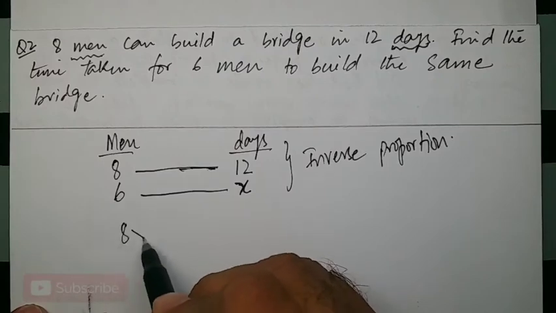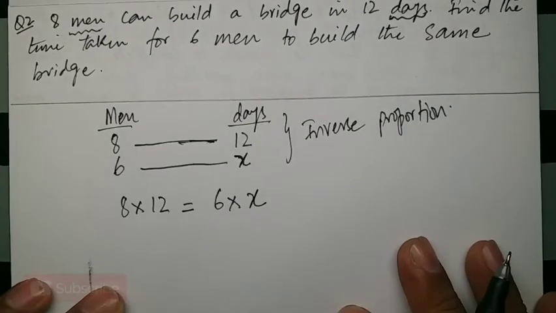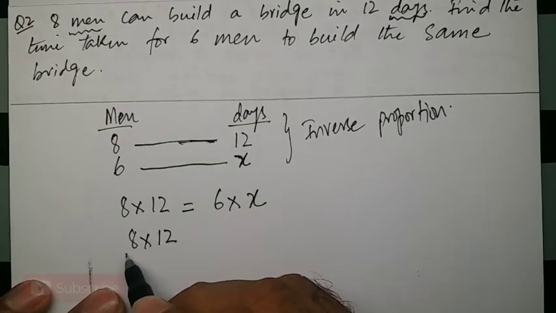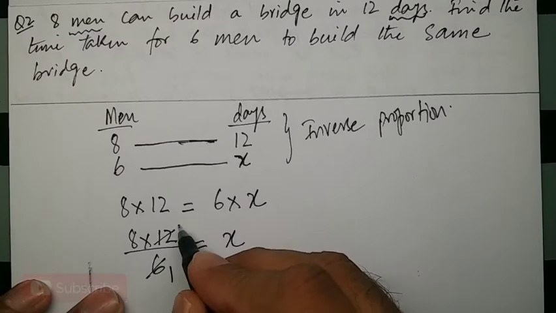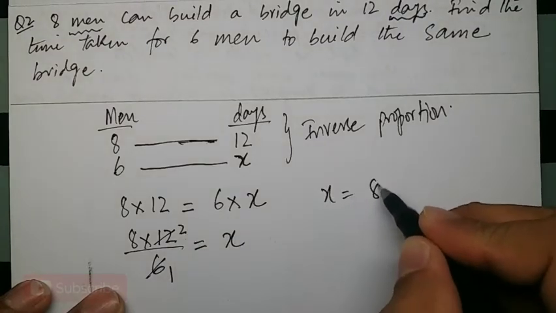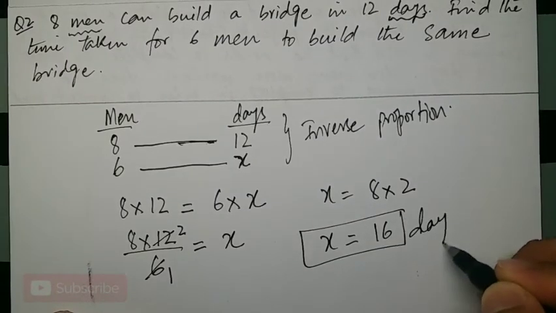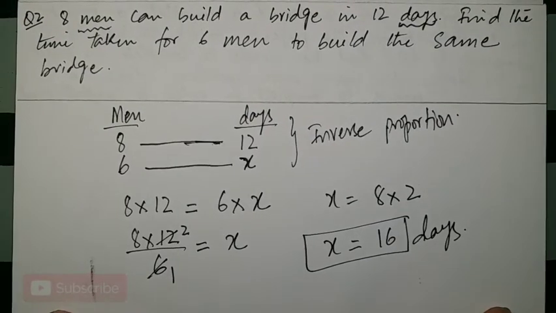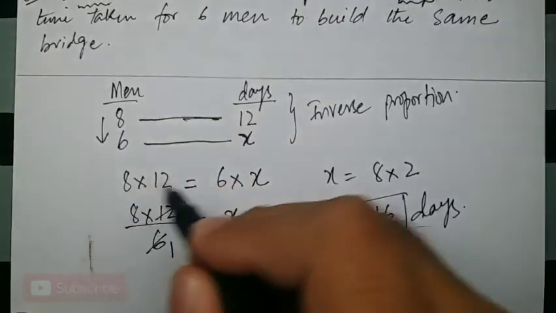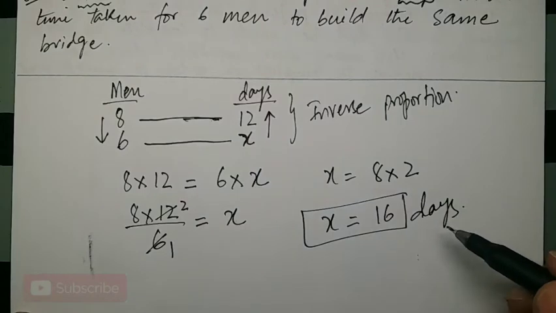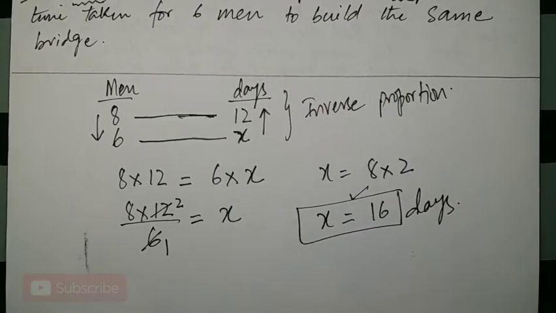I will multiply 8 by 12 and then equate it with the product of 6 and x, right? So 8 multiplied by 12 will be divided by 6 to get the value of x. 6 times 2 is 12, and x will be equal to the product of 8 and 2. So the number of days will be 16 days. It means 6 men can build the same bridge in 16 days. And as you can see, when the number of men decreases, the number of days increases.